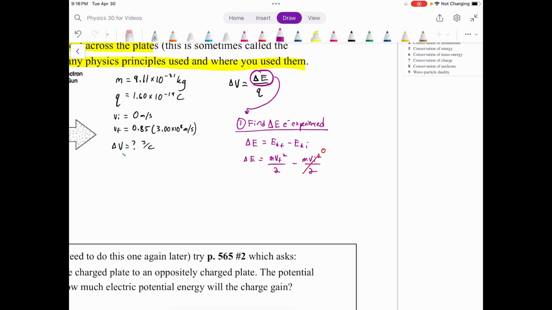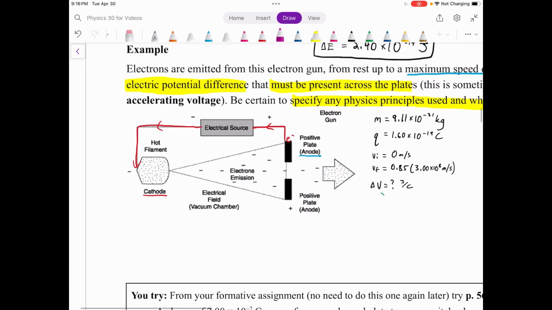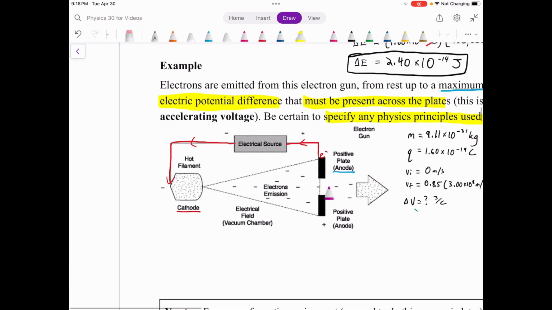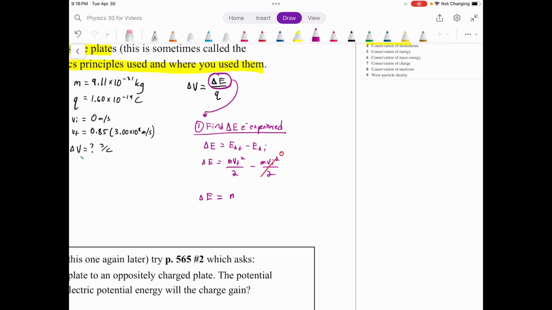So the change in energy here is actually just going to be the final energy that they had, right? The final kinetic energy, because they started out with no kinetic energy. So all of that electric potential energy was converted into kinetic energy as they went from here to here. So we find the change in energy here will be mass times their final speed squared over 2.